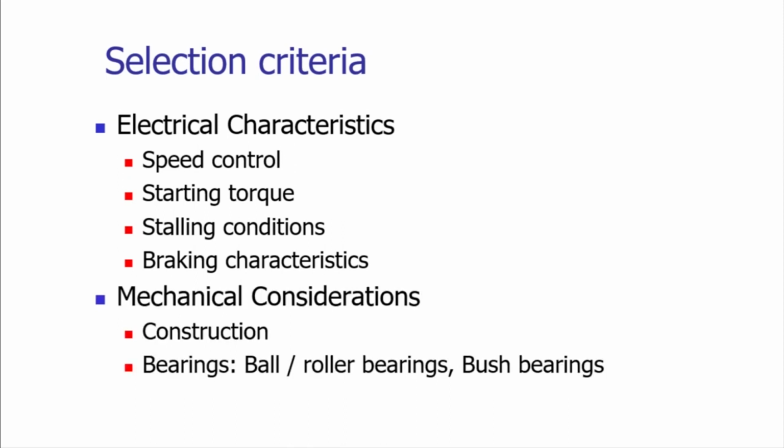Mechanical consideration, the construction of the electrical machine itself. As we have seen, the electrical motor is an electromechanical device, so it is converting electrical energy into mechanical energy, and the construction is very important. What kind of bearings are we interested in, whether ball or roller bearings, those supporting the shaft inside the motor? The shaft is supporting the rotor. The shaft is attached to the rotor.